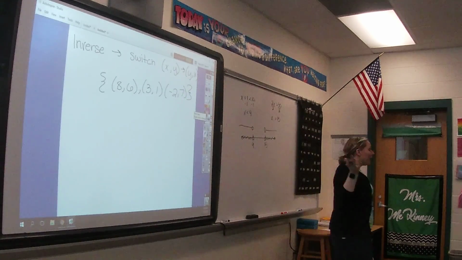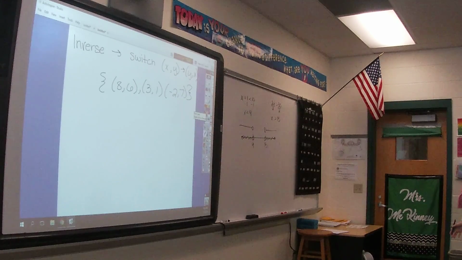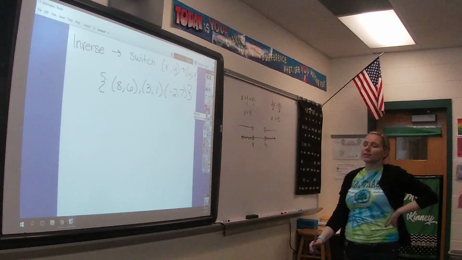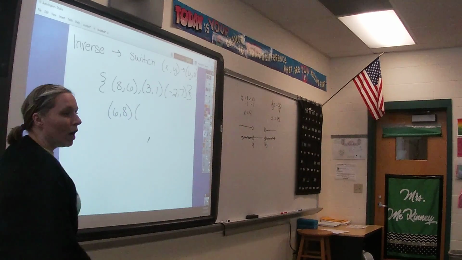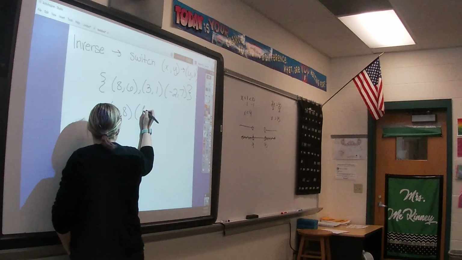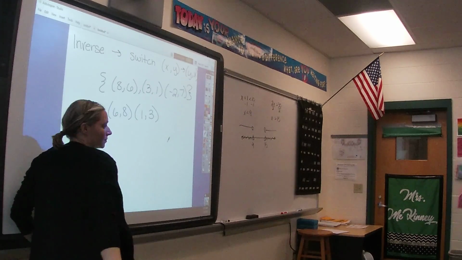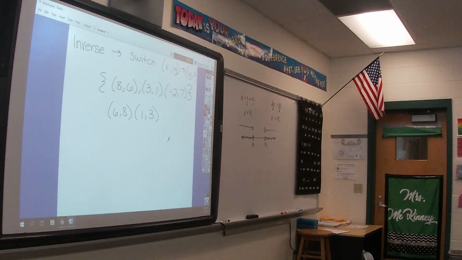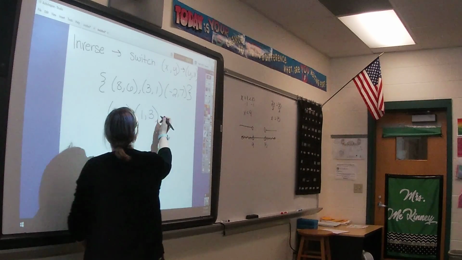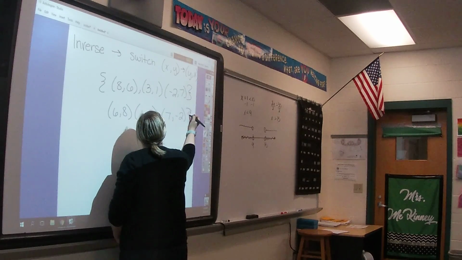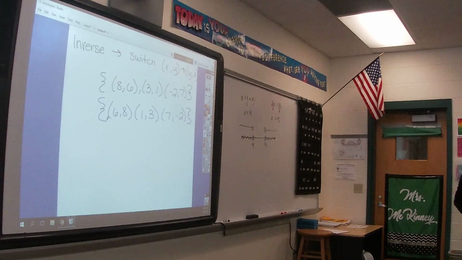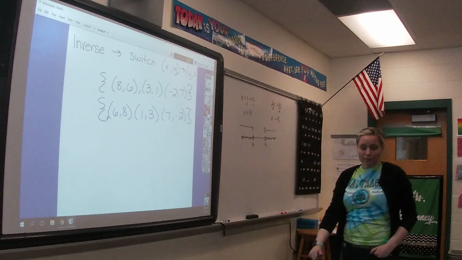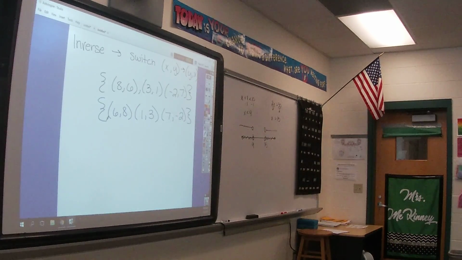So if I say, okay, class, write the inverse of this relation, what would you turn 8, 6 into? 6, 8. 3, 1 would become 1, 3. -2, 7 would become 7. So that's a pretty easy one.